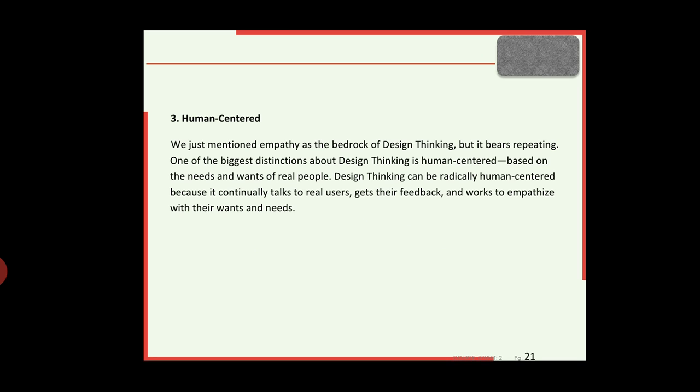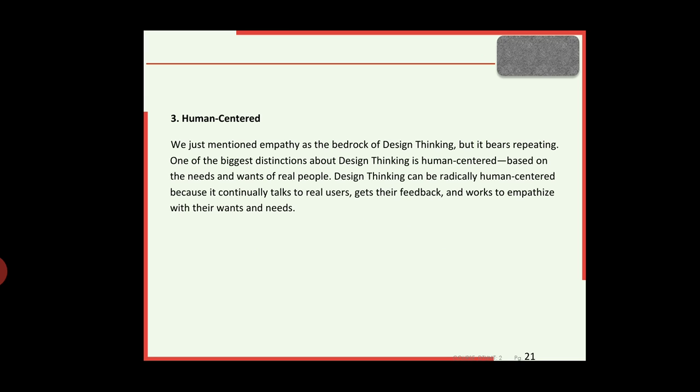It bears repeating: one of the biggest distinctions about design thinking is that it is human centered. It is based on user needs and their problems, what real people actually want. We want to think about that first. Design thinking is based on the needs and wants of real people. Design thinking can be radically human centered, because it continuously talks to real users, real customers, real consumers, real vendors, and gets feedback about a particular product.